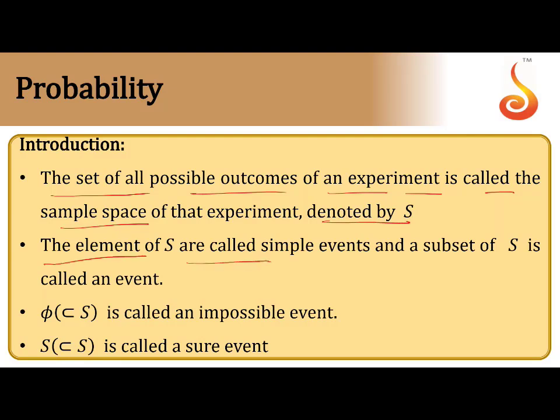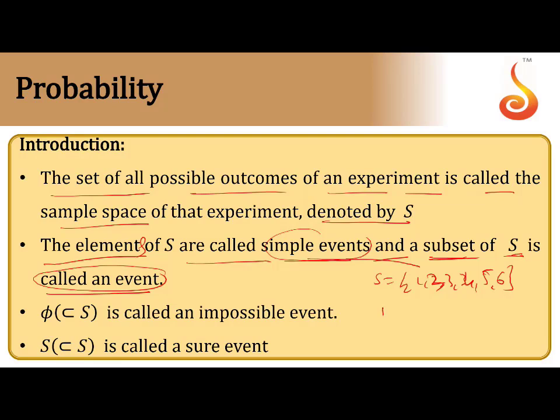The elements of S are called sample points, simple events, and subsets of S are called events. What is called an event? Which is a subset of S only. For example, you can take the sample space 1, 2, 3, 4, 5, 6. While rolling a die, the sample points are 1, 2, 3, 4, 5, 6. So 1, 2, 3, 4, 5, 6 are simple events.